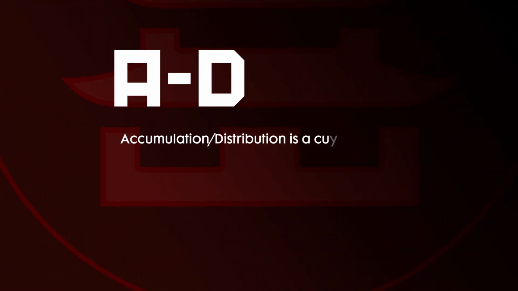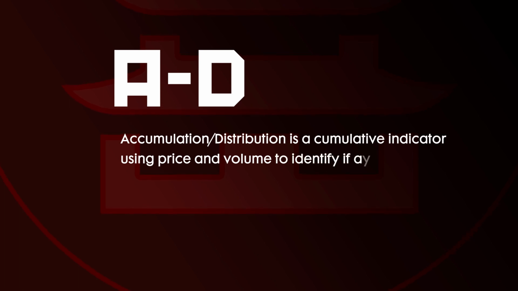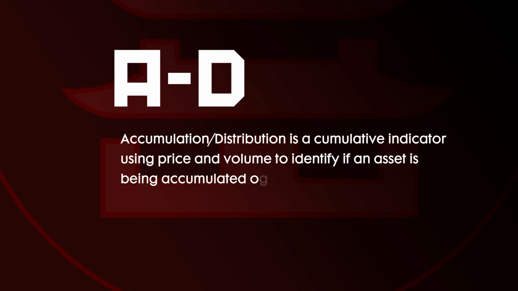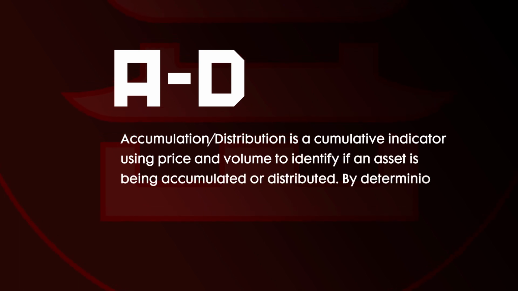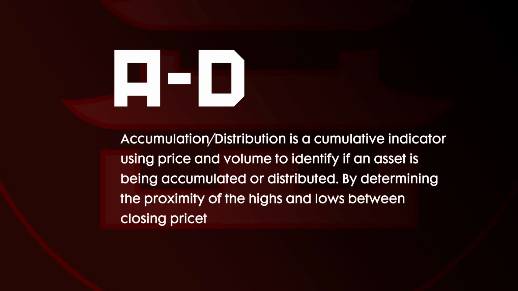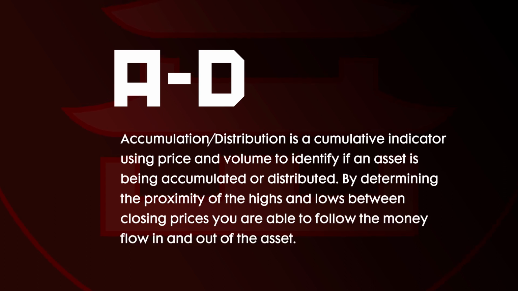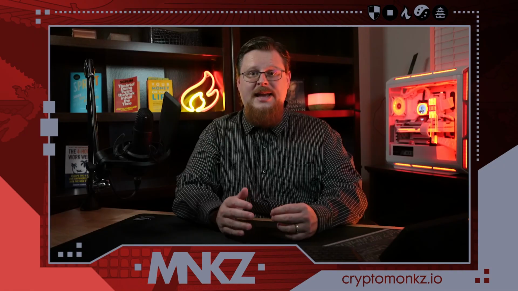AD, or accumulation distribution, is a cumulative indicator using price and volume to identify if an asset is being accumulated or distributed. By determining the proximity of the highs and lows between closing prices, you're able to follow the money flow in and out of the asset. It is a useful tool to spot divergence between price and demand.